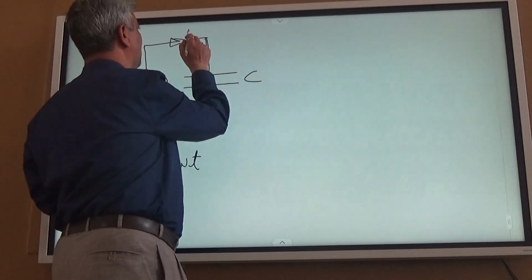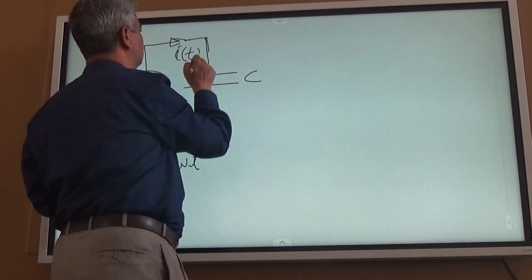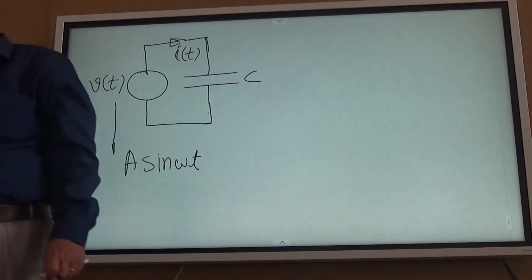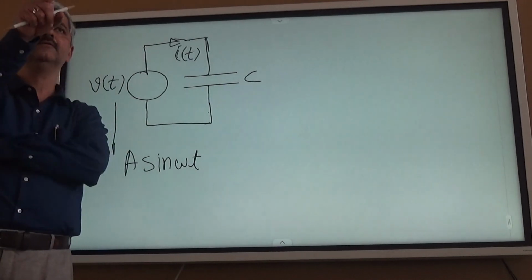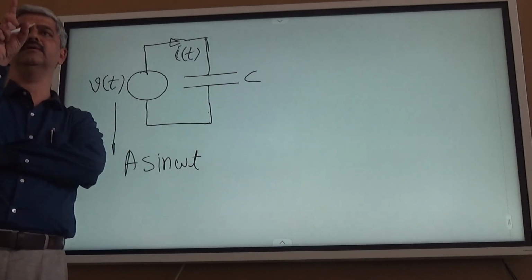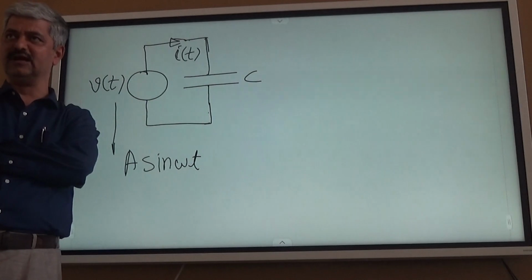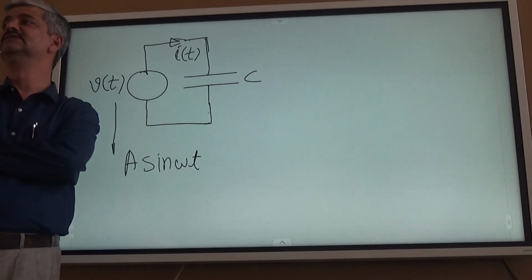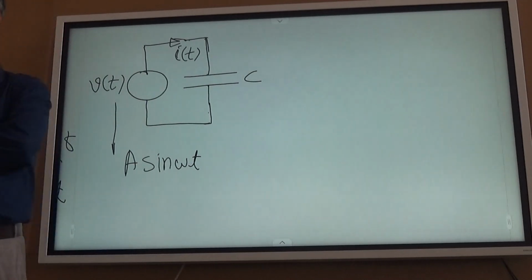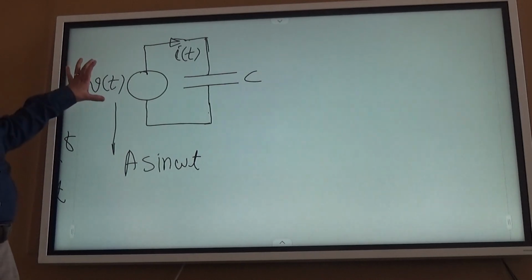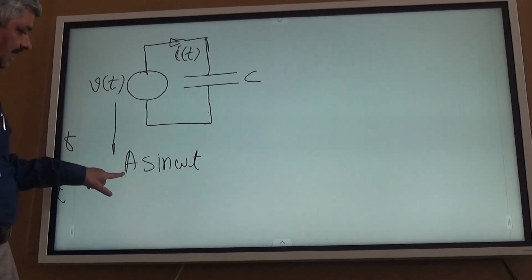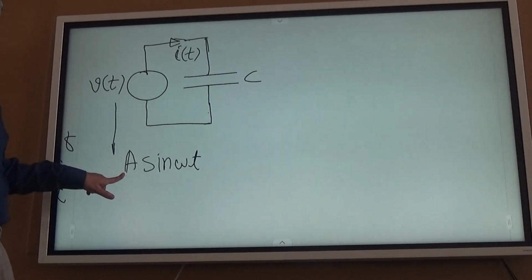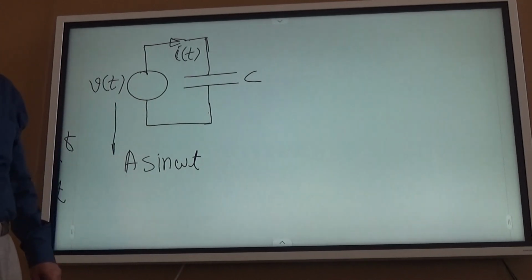C and I. So how will you proceed? By definition, for a capacitor I is equal to C dVc by dt. What is Vc? V into I apply. So what is this d by dt? A omega cos omega t.